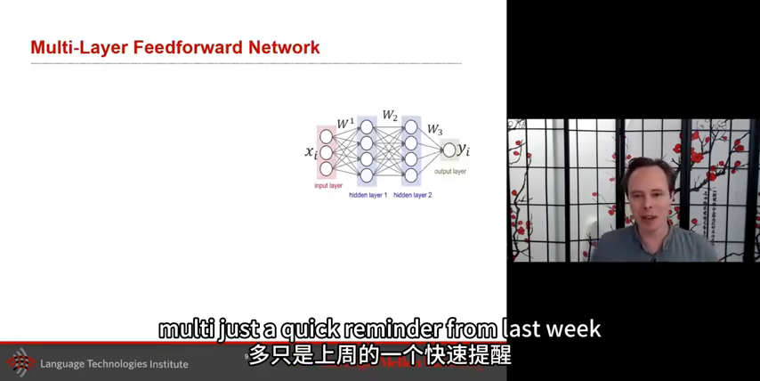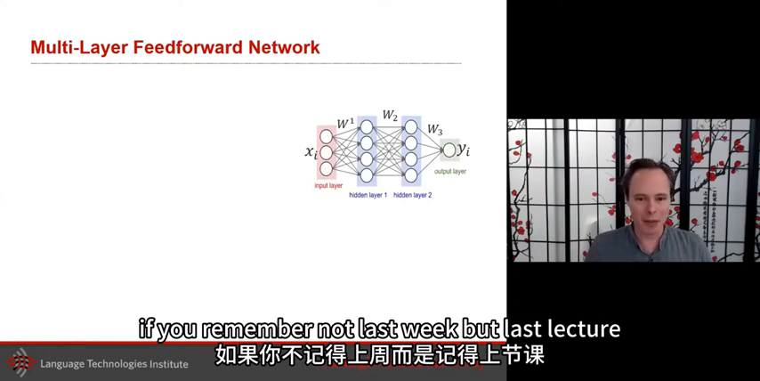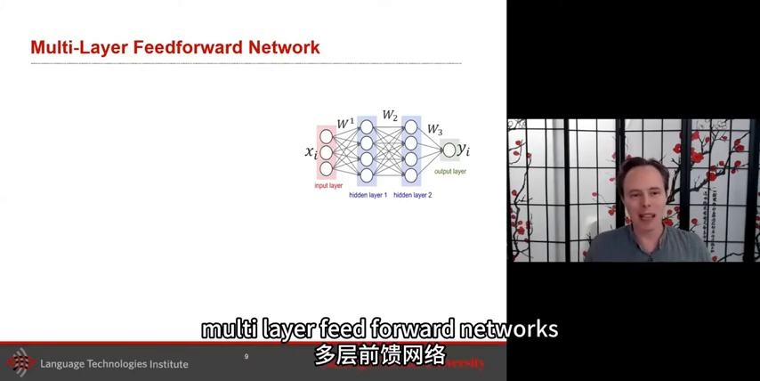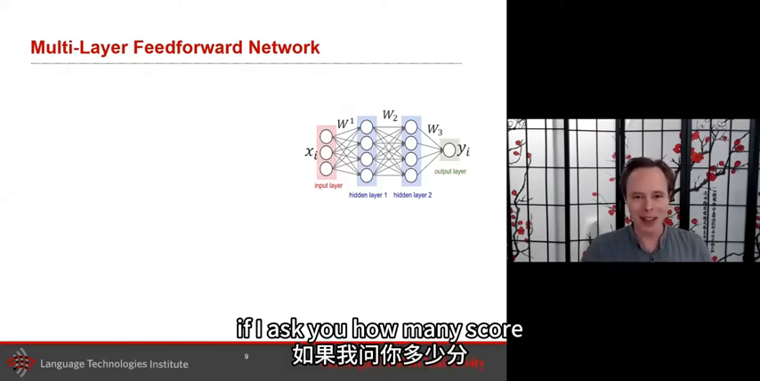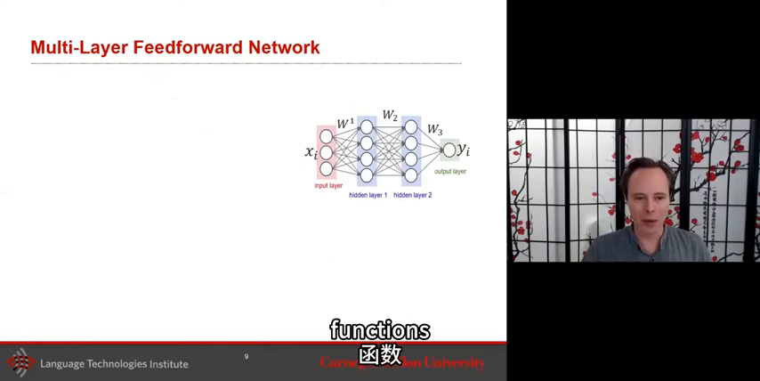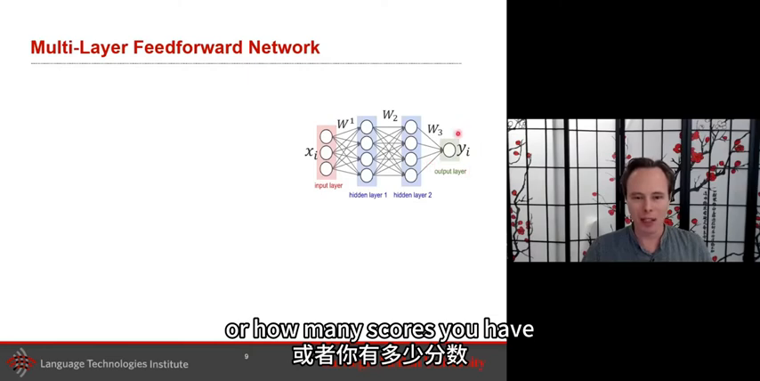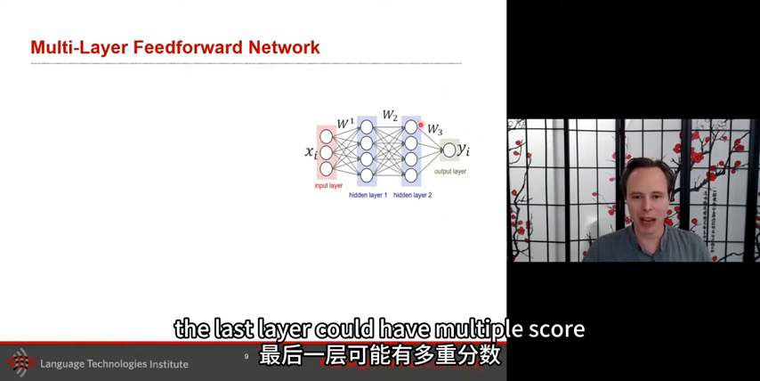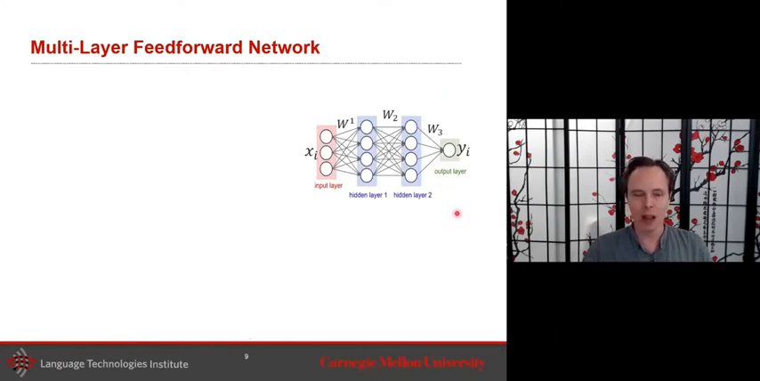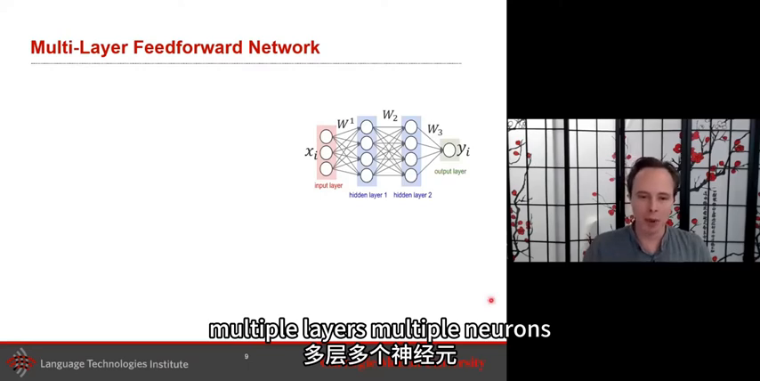Just a quick reminder from last lecture: multi-layer feed-forward networks. This is an example with two hidden layers. If I ask you how many score functions or how many scores you have, in this case it is only one score. As you remember, the last layer could have multiple scores, multiple neurons.